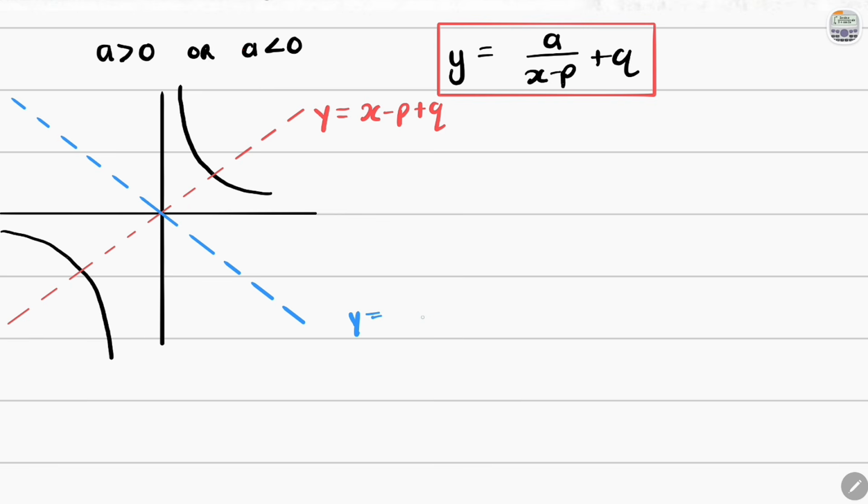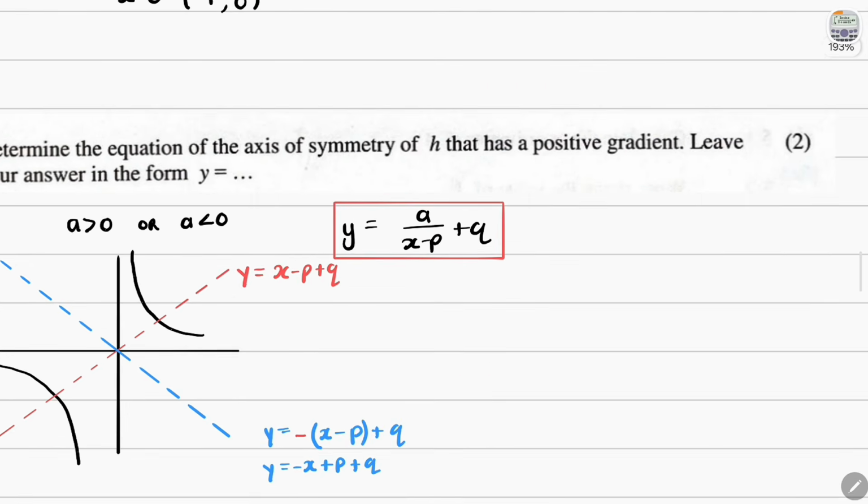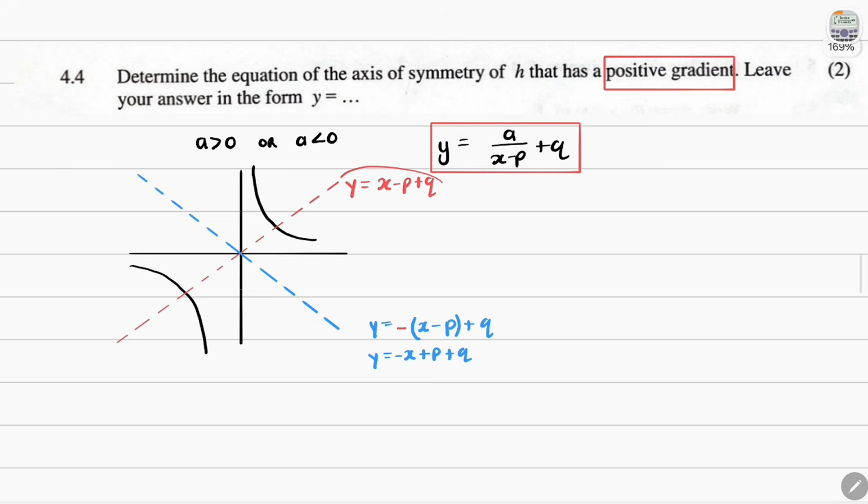It's y equals, we also have an x minus p plus q, but what happens is we have a negative in front of x minus p. And so when that distributes in, it becomes negative x plus p plus q. Okay, and that's what it looks like. So they specifically want the one with a positive gradient. So the axis of symmetry with a positive gradient would look like this.